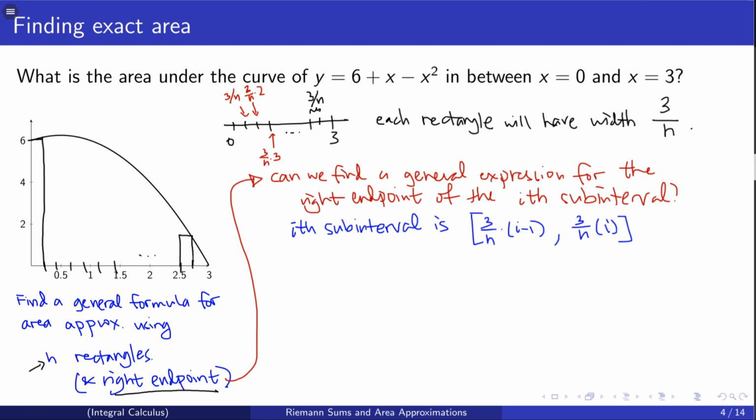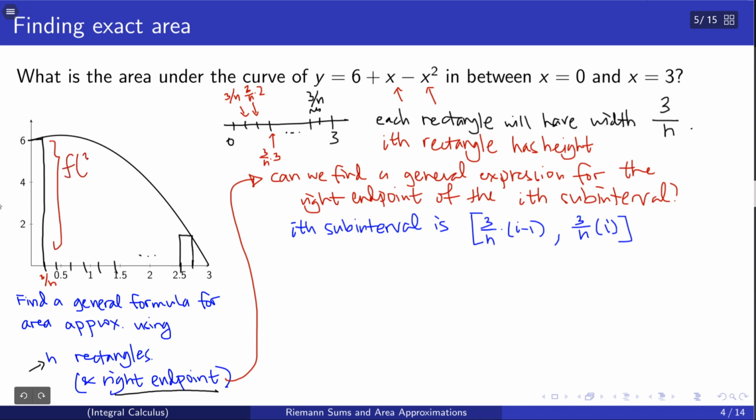Yeah, so that wasn't that hard. Now we have a general expression for the ith right endpoint. So now we can say the ith rectangle, because all of them have different heights, now has height 3 over n times i. But not just that, right? You're plugging that into the function. So if that's 3 over n, then the height here is the function value of 3 over n, the y coordinate of this point on top. So it has height f of 3 over n times i.